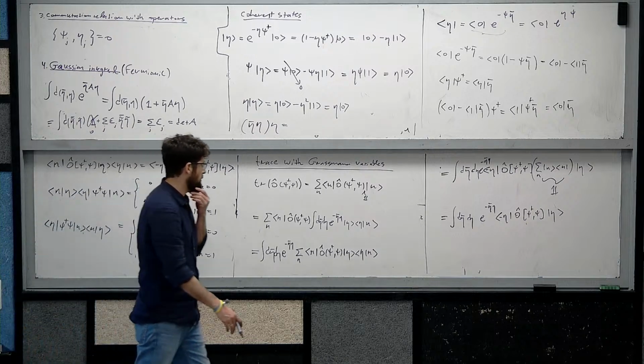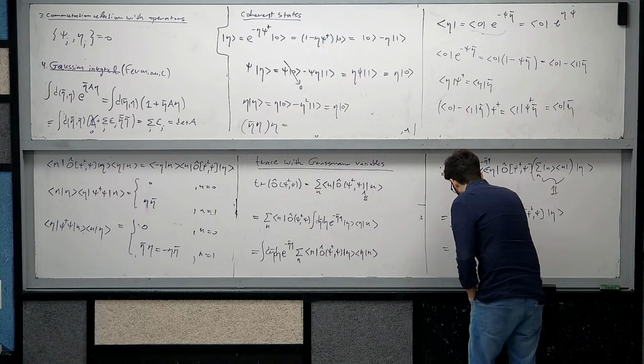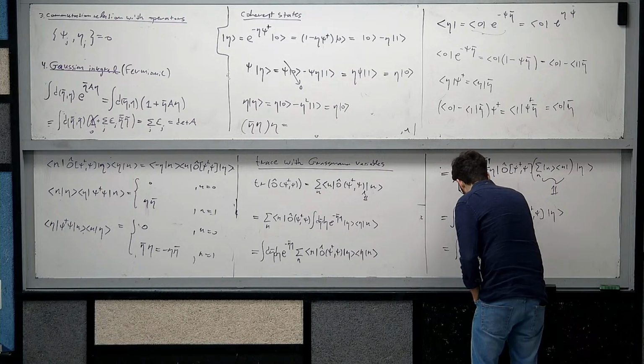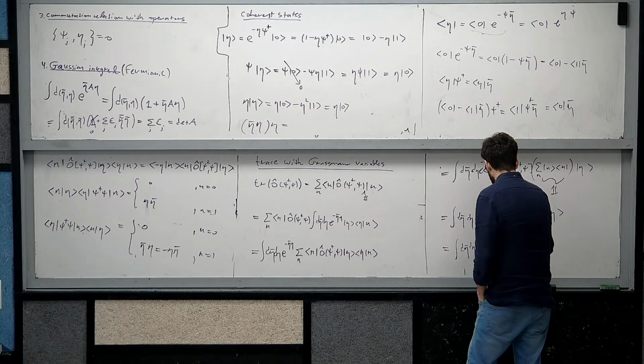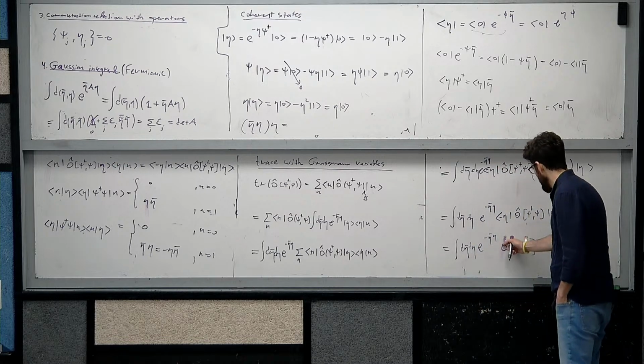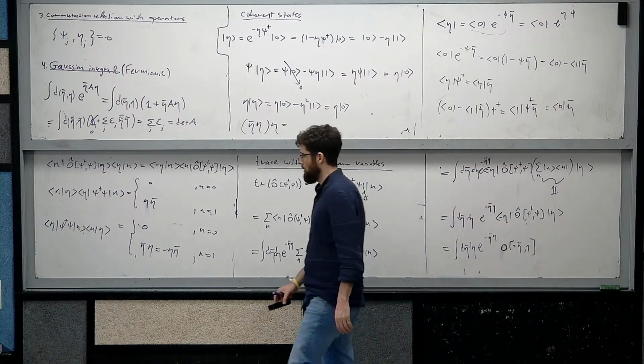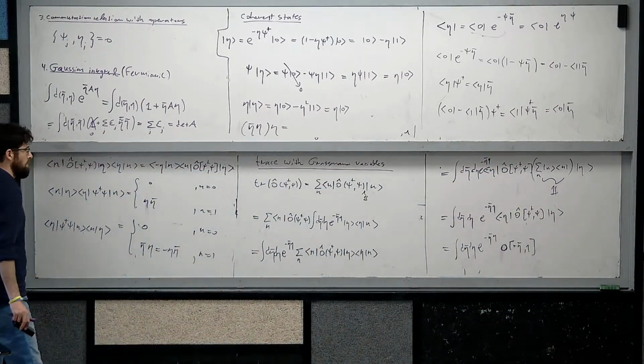Good. So in principle we can interpret this as an integral d eta bar d eta e to the minus eta bar eta, and then O of minus eta bar eta. That's the trace.